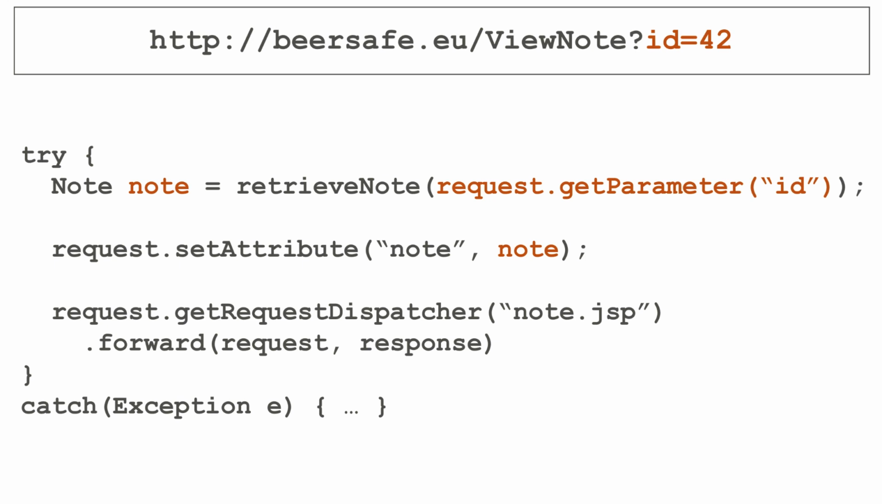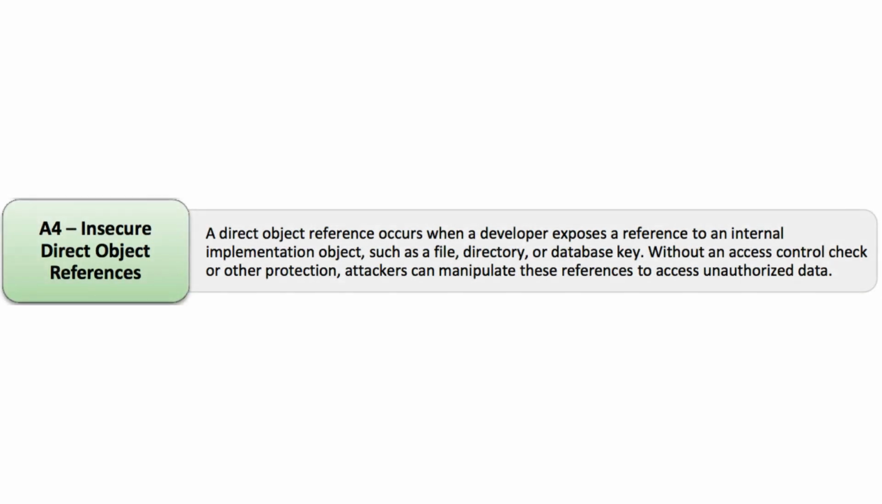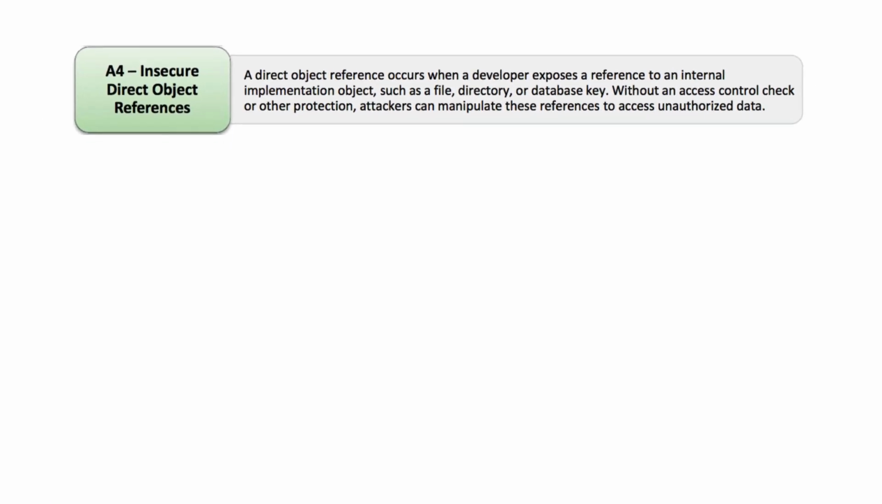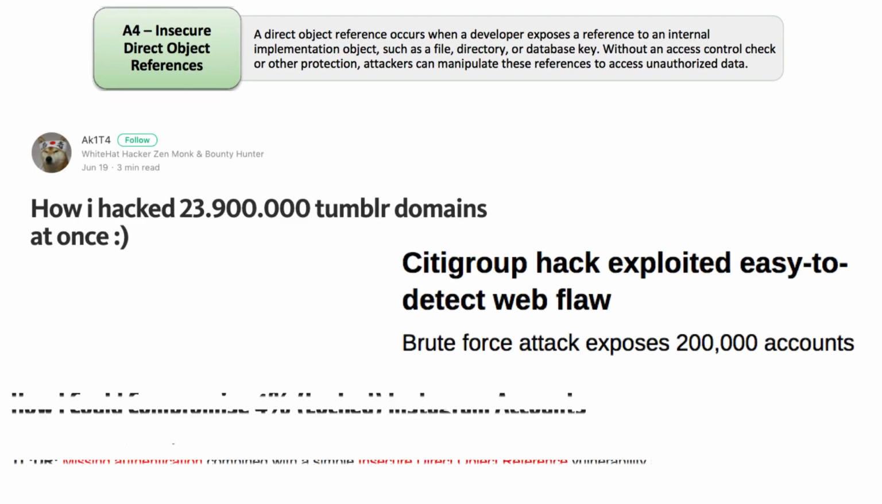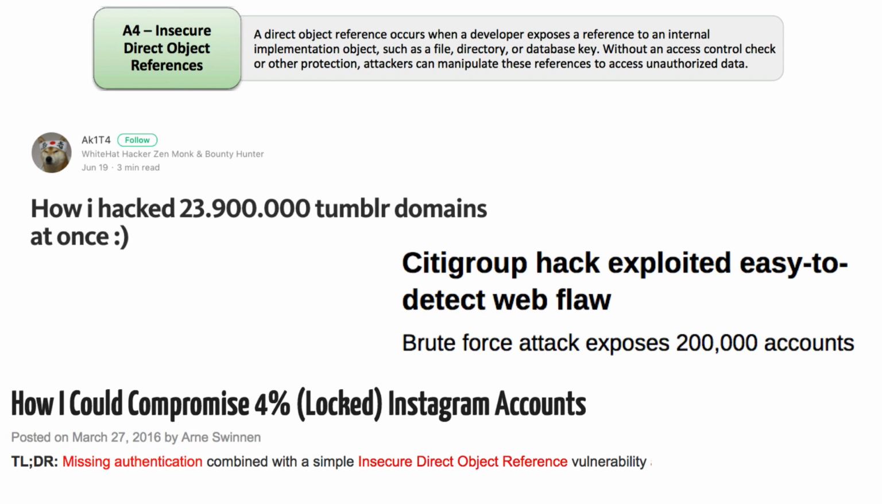At this moment, you may be a bit surprised about the simplicity of the attack, but make no mistake, insecure direct object references are a real problem. They rank 4th in the OWASP top 10, and they do occur in real-life systems. Major websites and companies have suffered from such vulnerabilities in the past.